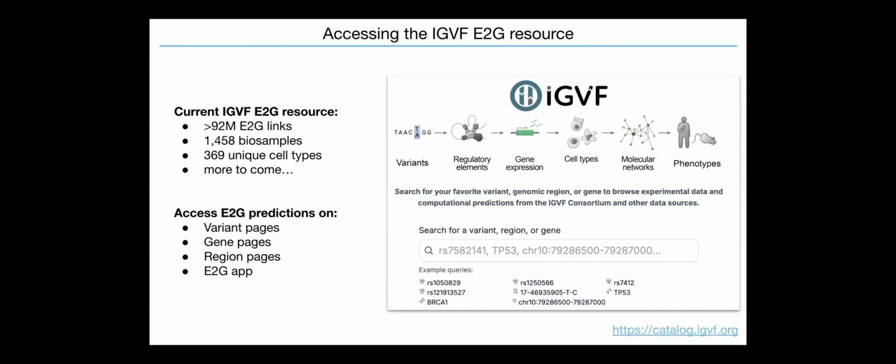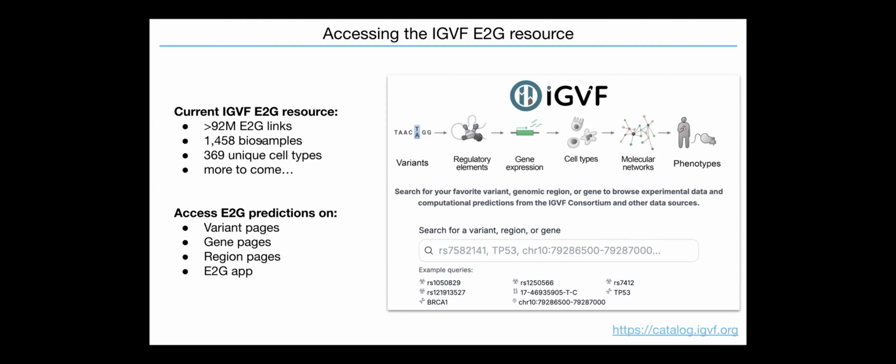And so now for the second part of the talk, I'm going to walk you through some of the examples and show you some of the first versions of these that we have currently available for the public on the IGVF catalog. Currently we have roughly 92 million enhancer gene predictions across roughly 1,500 biosamples spanning more than 350 unique cell types and tissues. And more is to come; we'll soon have more models as well as more cell type states and tissues.